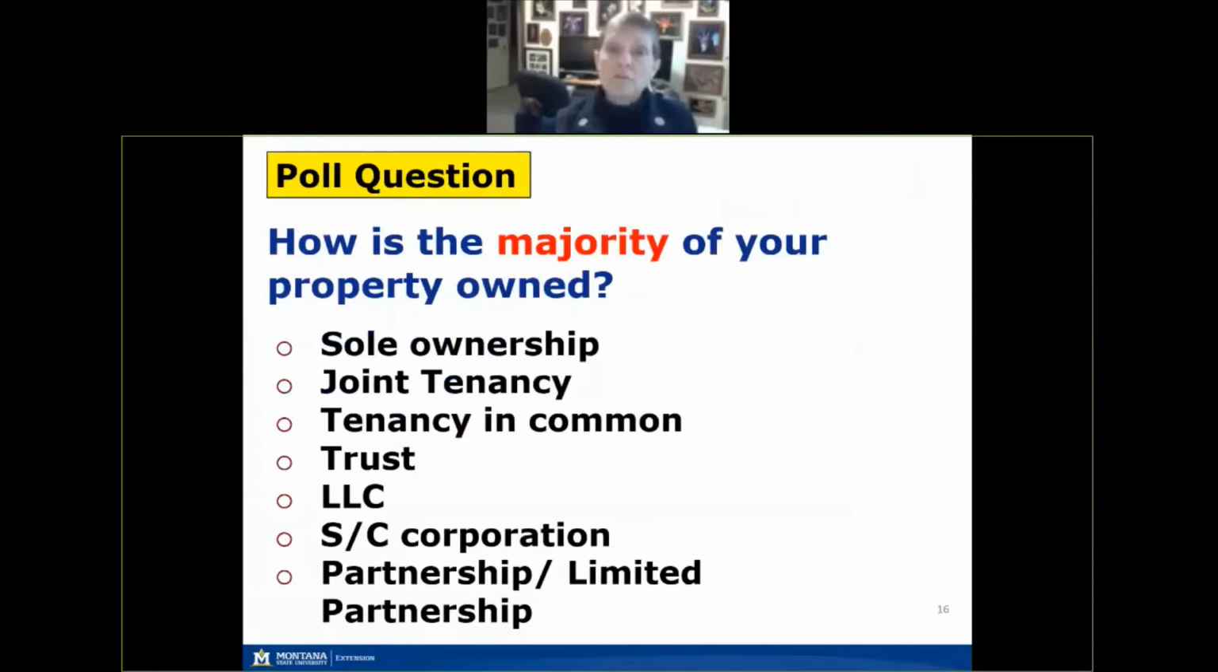I know that a lot of you have your property as joint tenants with right of survivorship. So we kind of know that. But I would like for you to indicate, how is the majority of your property owned? Is it in sole ownership? Is it in joint tenancy with right of survivorship? Is it a tenant in common? Do you have your property in a trust? And then we've got business arrangements, LLCs, S corporations, and partnerships and limited liability partnerships. So just think about all the property that you own and say, okay, how do I have the majority of this property titled? And then you will click one of those.